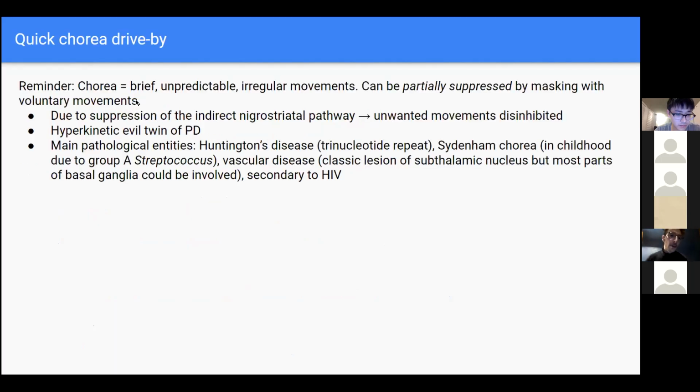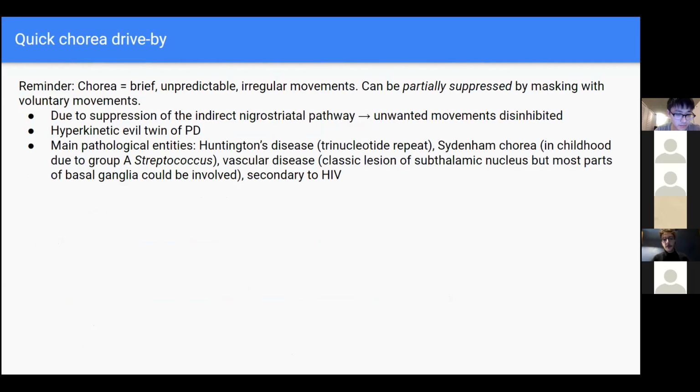So I wanted to do a quick chorea drive-by. This is not really extensively addressed in the Block J lectures, but I think it's good to see the counterpart of Parkinsonian disorders. So remember that chorea is brief, unpredictable, irregular movements, and they're always unintentional. They can be partially suppressed by masking, but they can't be fully suppressed because there's no intentional component to them.